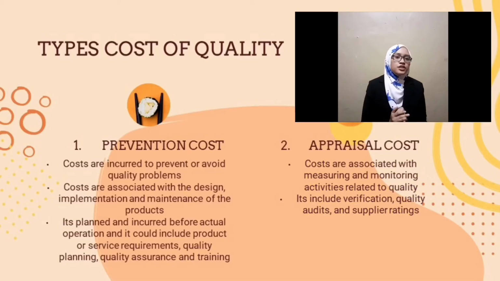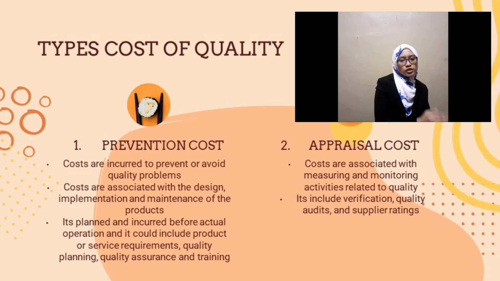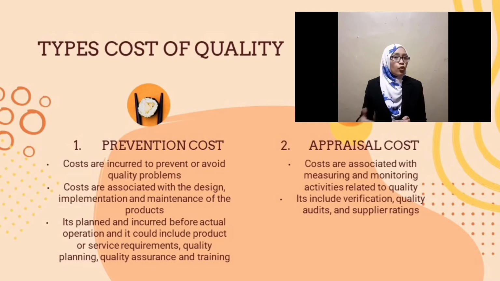We start with the prevention cost. Prevention costs are costs incurred to prevent or avoid quality problems, which is the cost that we incur to prevent any unexpected thing. These costs are associated with the design, implementation, and maintenance of the product. Okay, it's planned and incurred before the actual operation, and it could include product or service requirements, quality planning, quality assurance, and training.